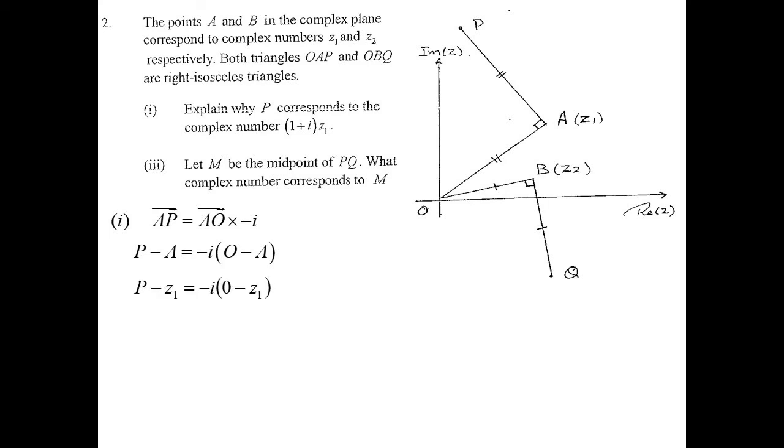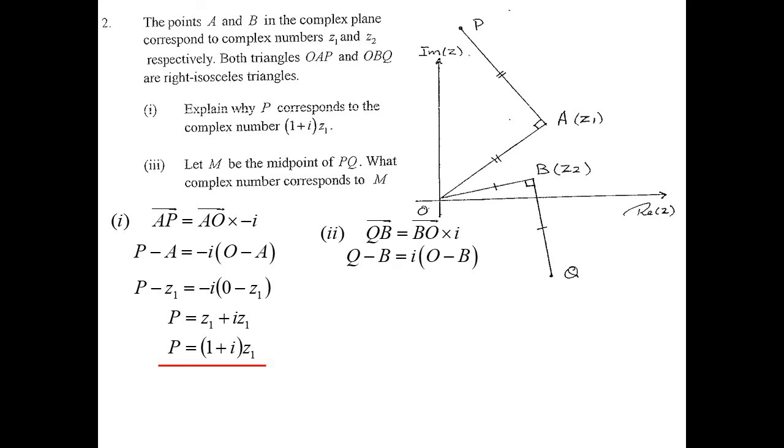So P minus Z1, and moving the Z1 over, factorise, and there's how we get our 1 plus i times Z1. QB is going to equal BO times i. Okay, because I've got to find out what Q is. So part 2 probably should have been the question, what's Q, or something like that. So let's work it out. We're going to have to. So QB, that's going to be the vector BO, but this time we're rotating anti-clockwise. So cis of 90, which is i. So Q minus B will be i times O minus B. B minus iB, we get 1 minus i times Z2.